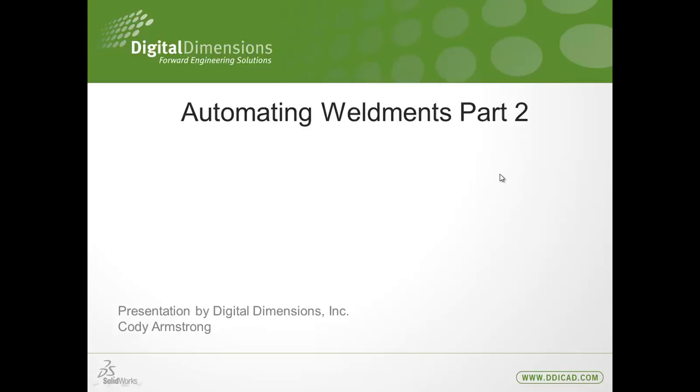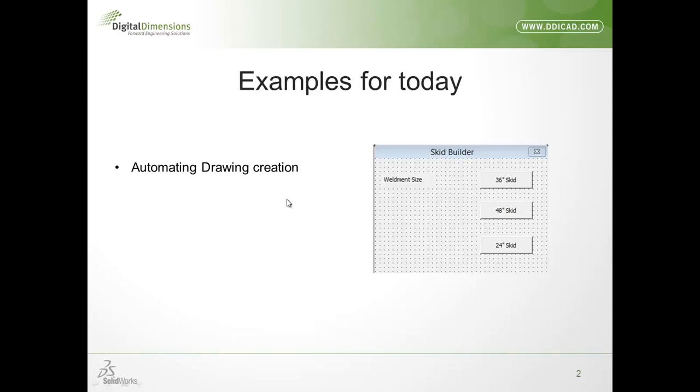This is part 2 of the 2-part series on automating weldments. If you missed the first part, I definitely recommend taking a look at it. I showed a few examples where I can automate the creation of weldment parts, even build a form that allows the user to input values and automatically build a weldment based on those values. So part 1 was primarily a focus on automating the weldment part creation, and in part 2, I'd like to focus on automating drawing creation.